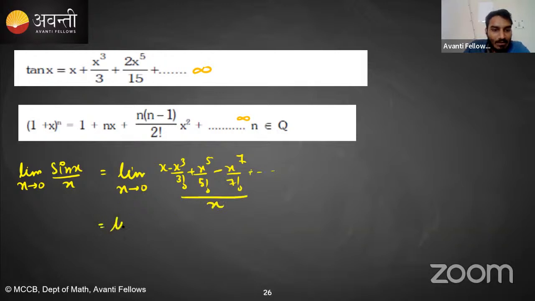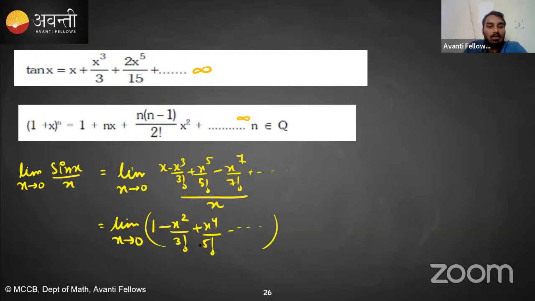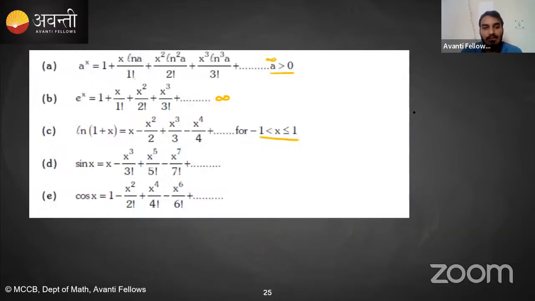So this is nothing but limit x tending to 0 of 1 minus x square by 3 factorial plus x raised to the power 4 upon 5 factorial and so on. As you can see, this is no longer in indeterminate form. So now substitute x is equal to 0, you will get 1. Clear? So using the series expansion, we can find the value of the limit. Is this clear?